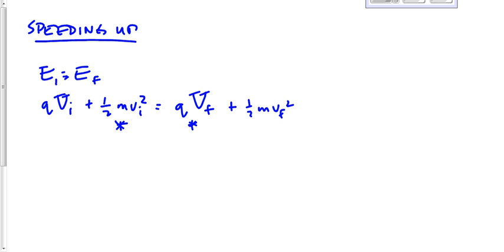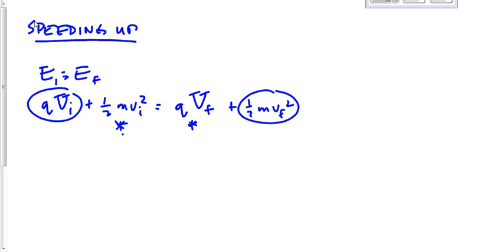Okay, the unstarred ones, the ones that I have circled here, are for sure. We will always have potential converted to kinetic. We will always lose potential, gain kinetic. The total amount of energy will always remain the same. We will sometimes have kinetic at the beginning, and we'll sometimes have potential at the end.